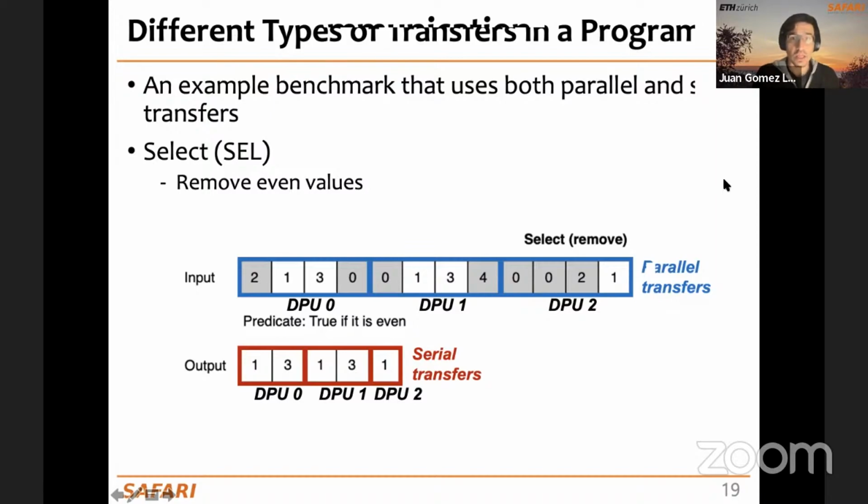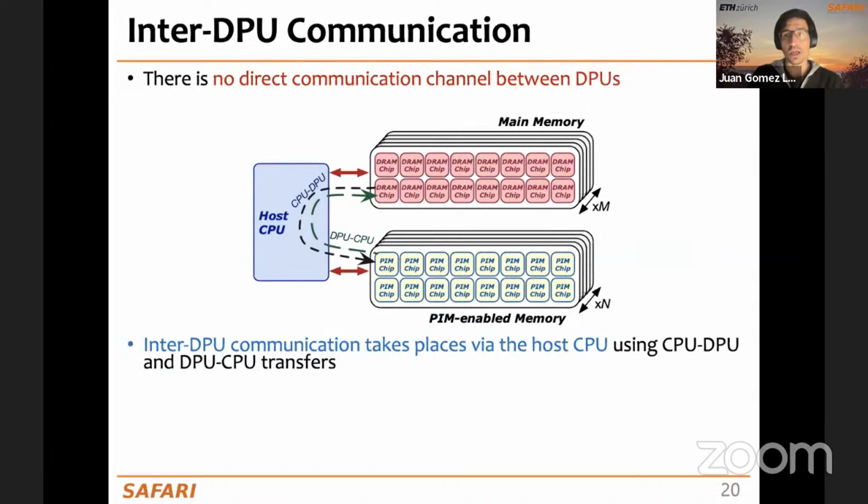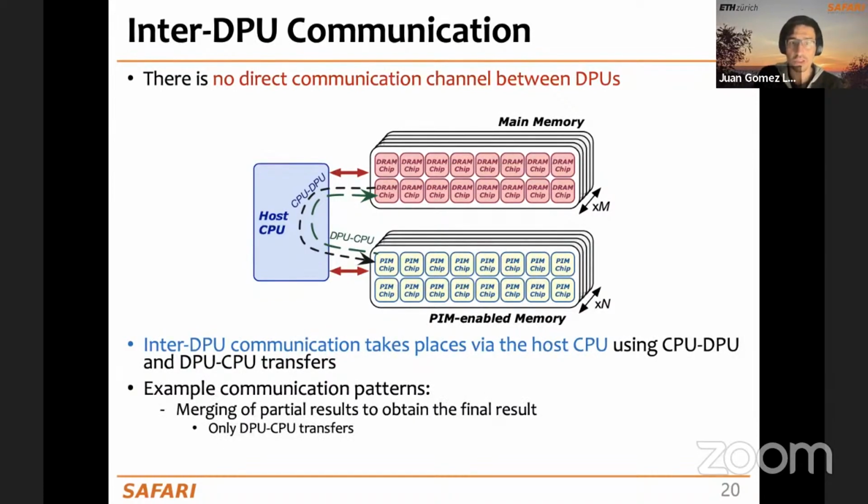And what this means is that every time that we want to move data from, let's say, one DPU in this PIM chip to another DPU in this other PIM chip, we will have to first copy the data from this DPU's MRAM back to the main memory, and then from the main memory to the destination DPU. And that's something that we will see in some of the workloads that we may want to implement on this system, right? The typical example communication patterns can be, for example, the merging of partial results to obtain a final result. In this case, we need to use DPU-CPU transfers.